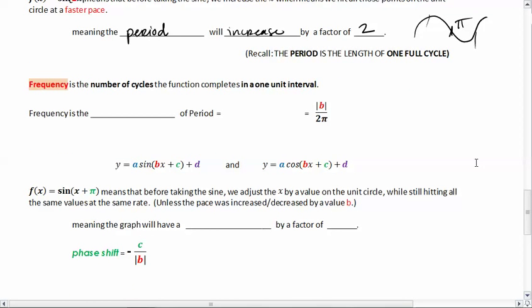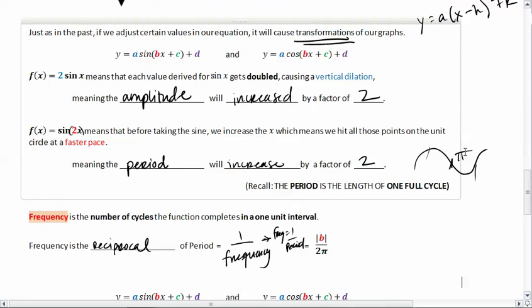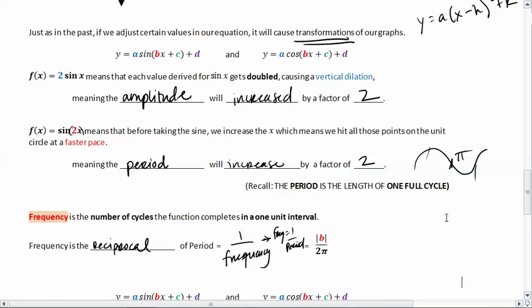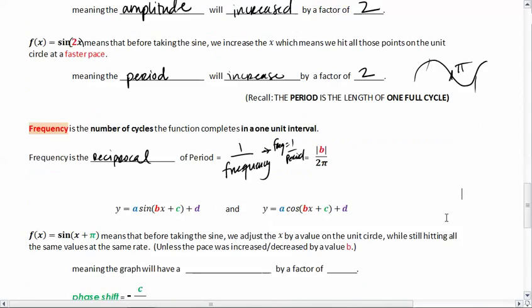So frequency is the number of cycles the function completes in a 1-unit interval. So frequency is actually the reciprocal of period, which means that period is equal to 1 over frequency. Frequency is equal to 1 over period. That is equal to the absolute value of b divided by 2 pi. So whatever is in front of that x divided by 2 pi is going to equal your frequency.